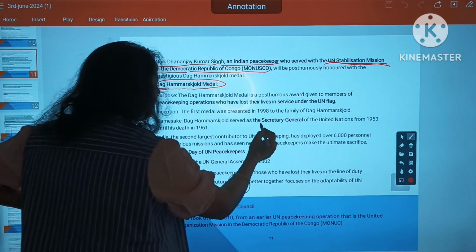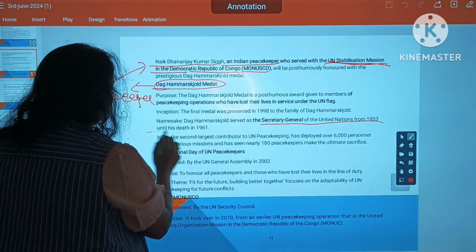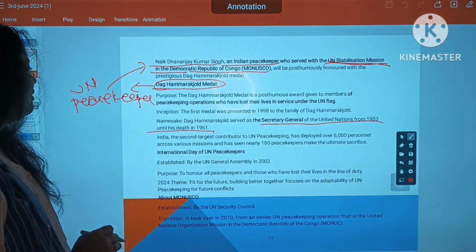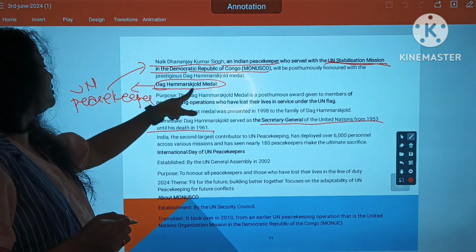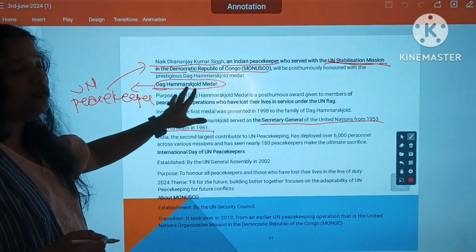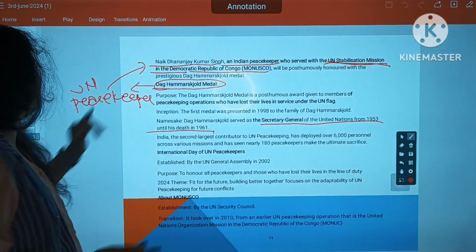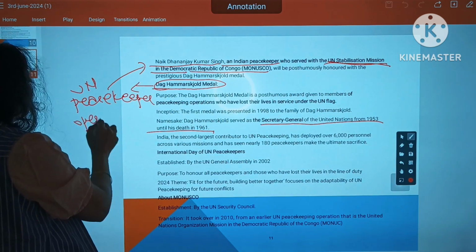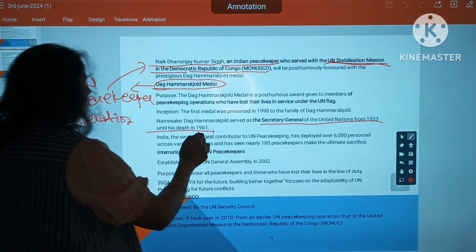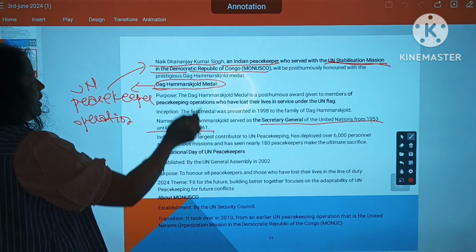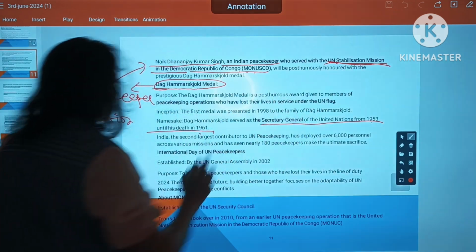Dag Hammarskjold served as Secretary General of the United Nations from 1953 until his death in 1961. So the Dag Hammarskjold Medal is given to those people who lost their lives serving in UN peacekeeping operations. He was the Secretary General of the UN between 1953 and 1961. The peacekeeper worked in Congo under the UN Stabilization Mission.